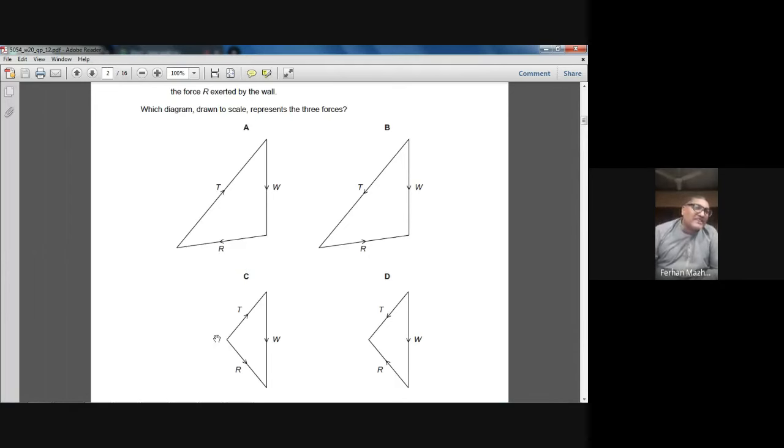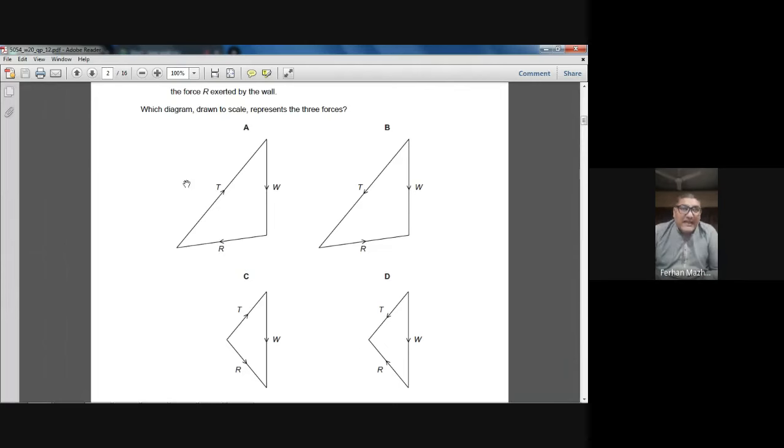So look at the C diagram. In the C diagram, we have the same problem. The tension, the weight and the R direction are not right. Here again, the tension, the weight and the R direction are not right. So B, C, D cannot be the answers.